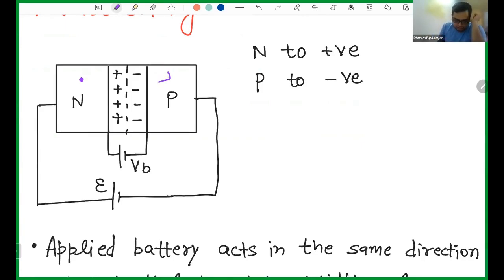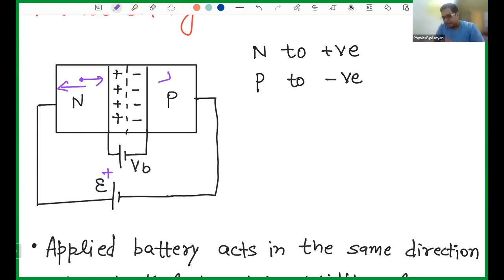And now even if the electrons try to go from here to here, this positive of the battery will attract them. It will not allow electrons to go from one side. So now our battery is helping the potential. So now the flow of majority charge carriers will be even more impossible, because initially they already had the potential barrier, and now my battery is also adding to that potential barrier. So there is no flow of majority charge carriers. As a result, your depletion layer keeps on getting bigger and bigger. Okay. So this is what happens in reverse bias.